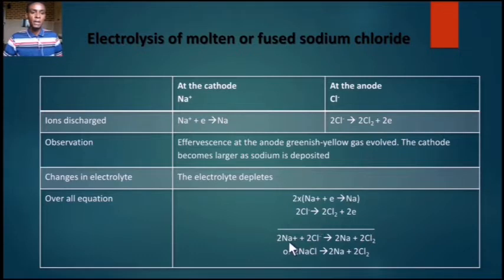So at the end of the day, we have sodium plus chloride to give us this. In this case, we can add both of them because they are coming from the same compound. Sodium ion is coming from the same compound, chloride ion is coming from the same compound. What we have at the end of the day is sodium chloride giving us sodium and chlorine gas.